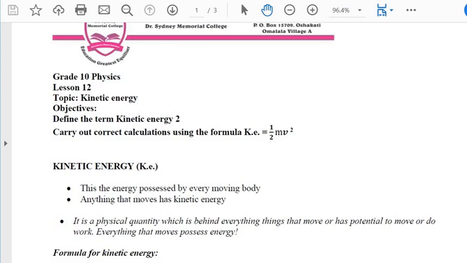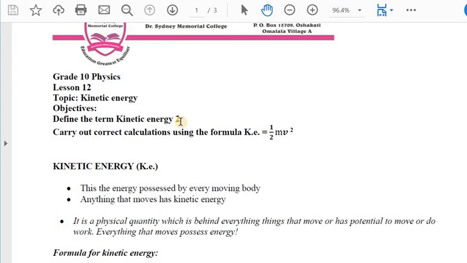In the previous lesson, if you remember, we looked at potential energy and the calculations involved. The formula we used when calculating potential energy was mgh: mass multiplied by gravitational pull multiplied by height. That's the formula for PE.